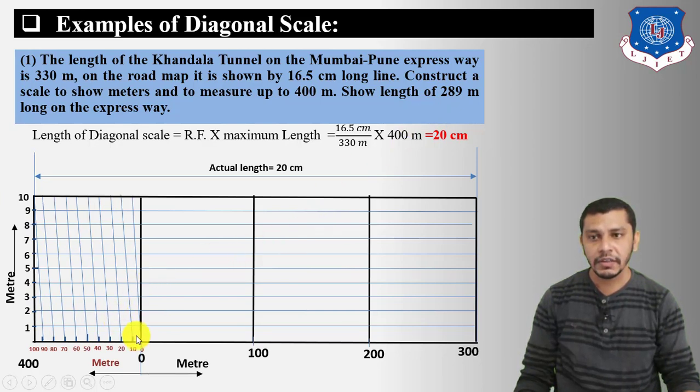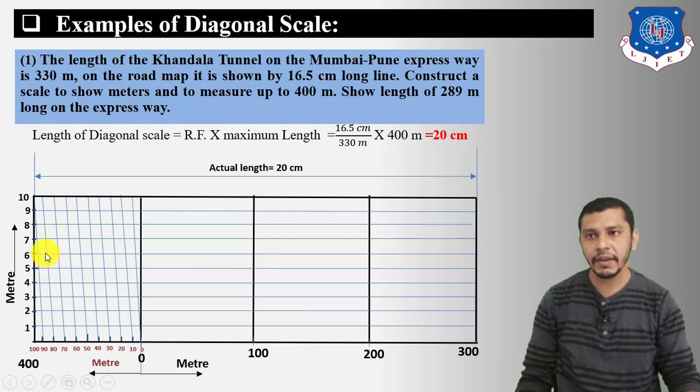Now here we can say that this point is 10, this point is 11, this point is 12, 13, 14, 15. Likewise this is 30, 31, 32, 33, 34, 35, 36. So this point will show 50, 51, 52, 53, 54, 55. So here this point will show 80, 81, 82, 83, 84, 85, 86, 87, 88, 89. So this point will show 89.